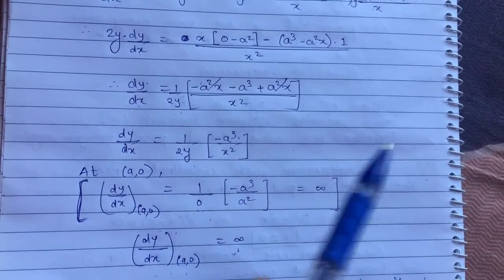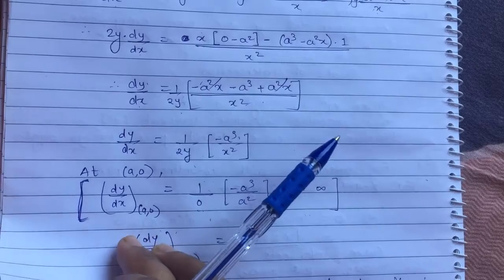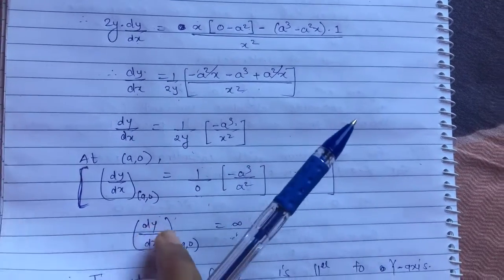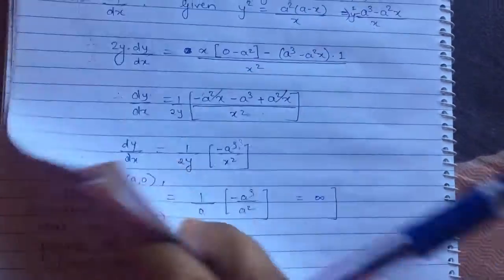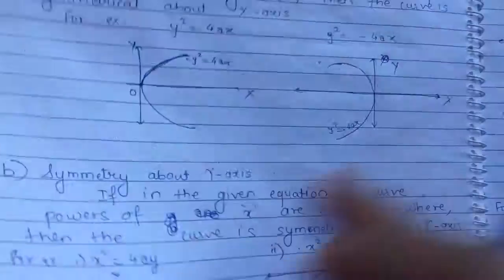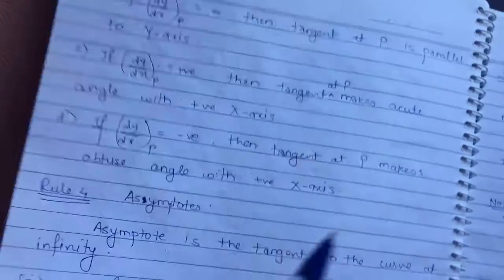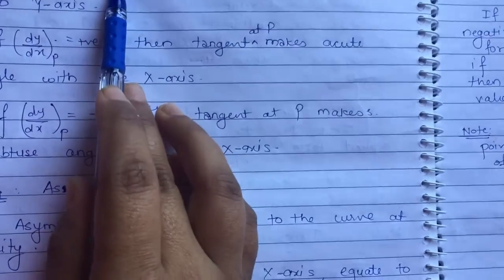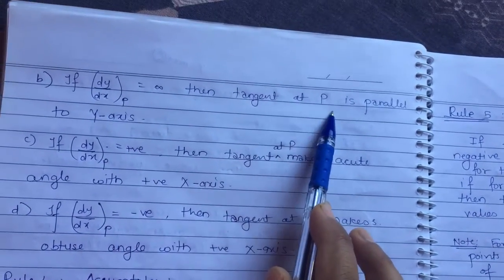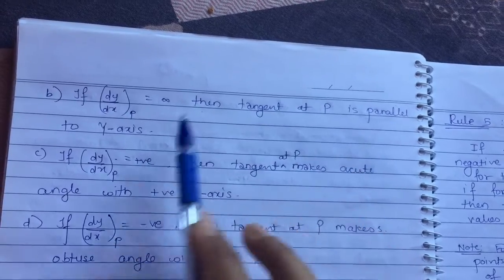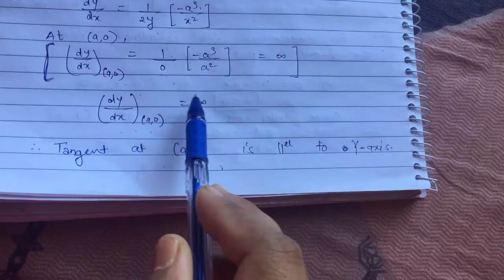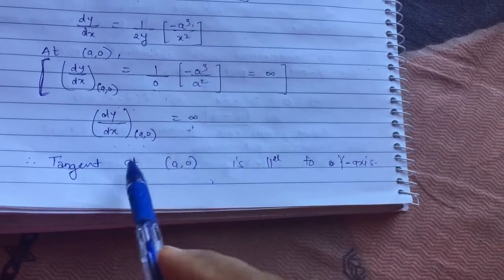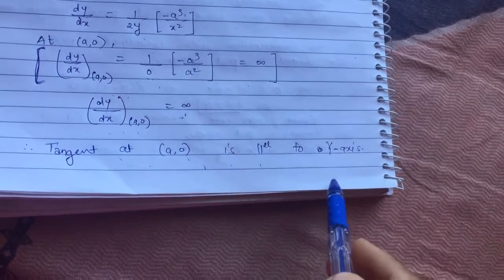Okay, so now we have written in the rule, if dy by dx at some point is infinity, then the tangent at that point is parallel to the y-axis. So we have got at (a, 0) dy by dx to be infinity. So the tangent at (a, 0) will be parallel to the y-axis.